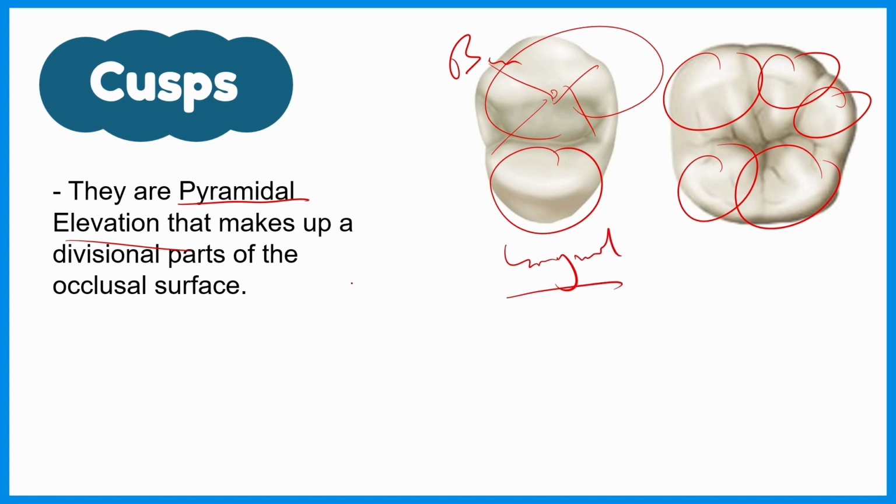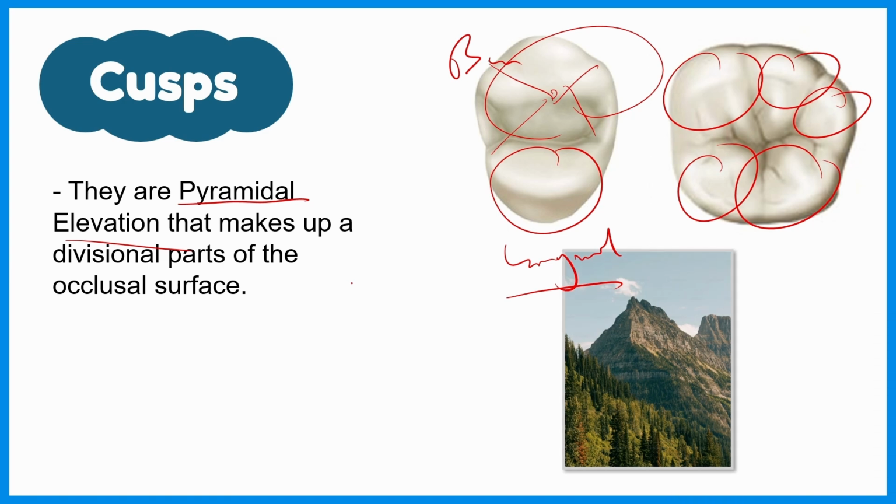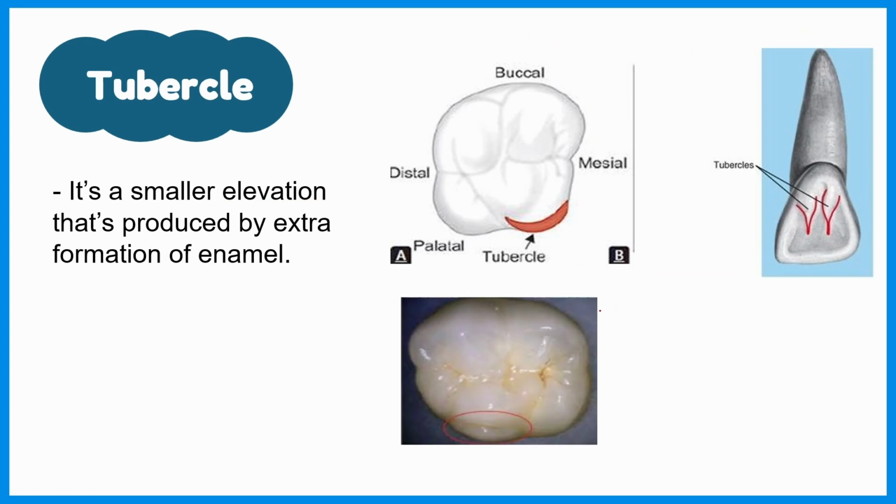So it's just a pyramidal elevation. You can think of cusps as a mountain. So this is a mountain, and it looks like a cusp. You think of it as a mountain or a pyramid.